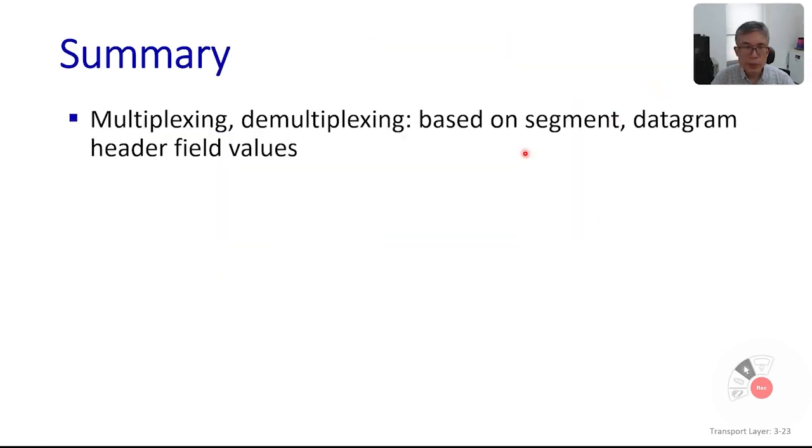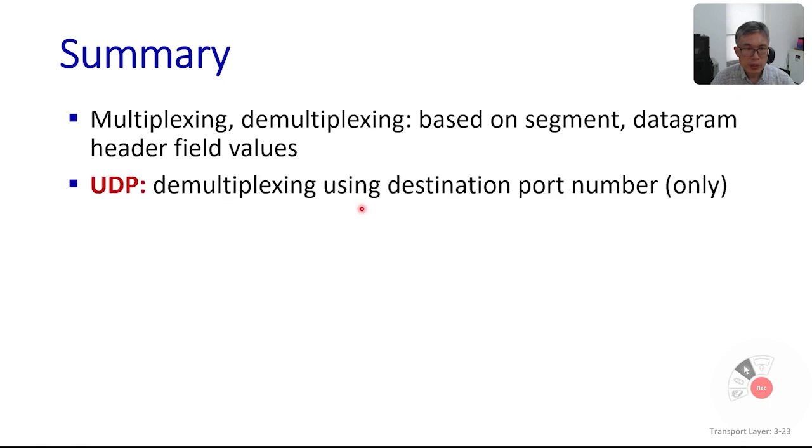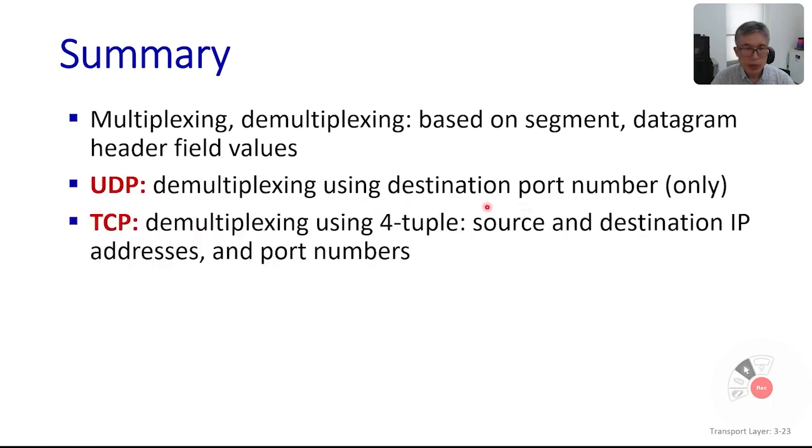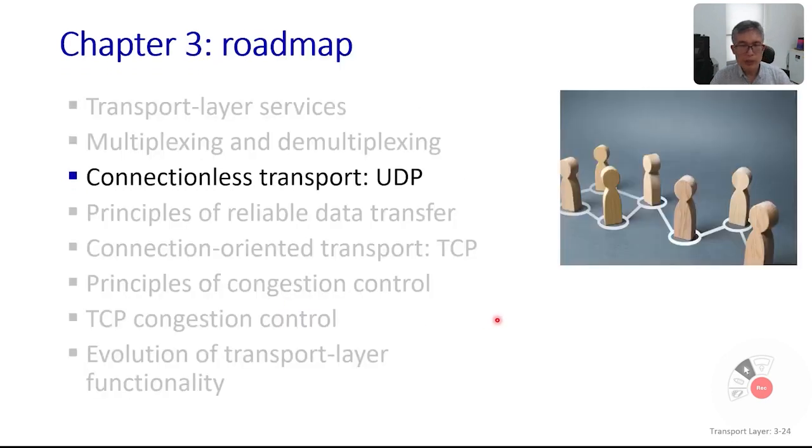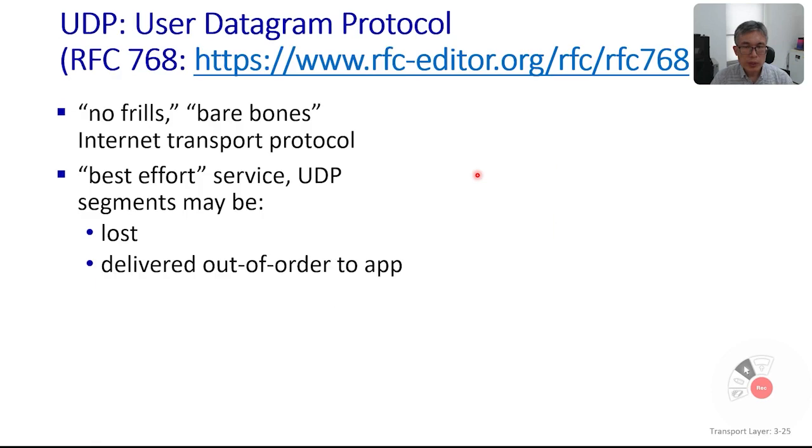Summary: multiplexing and demultiplexing are based on segment and datagram header field values for TCP and UDP respectively. UDP demultiplexing uses the destination port number only. On the other hand, TCP demultiplexing uses the four-tuple of source and destination IP addresses and port numbers. Multiplexing and demultiplexing happen at all layers. So next is UDP.